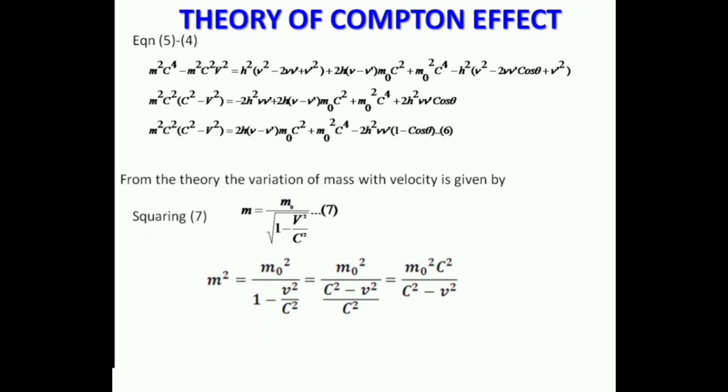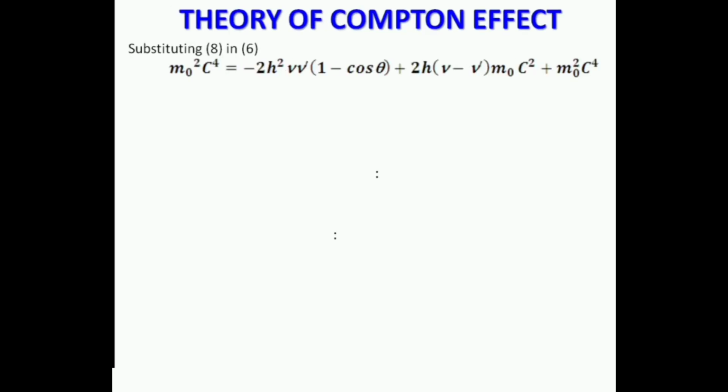So squaring this, putting m square multiplied by (c square minus v square) equals m naught square c square. So m naught square c4 equals minus 2h square nu nu prime (1 minus cos theta) plus 2h(nu minus nu prime) m naught c square plus m naught square c4. So this m naught square c4 is on the left hand side and on the right hand side, so we can cancel it out.